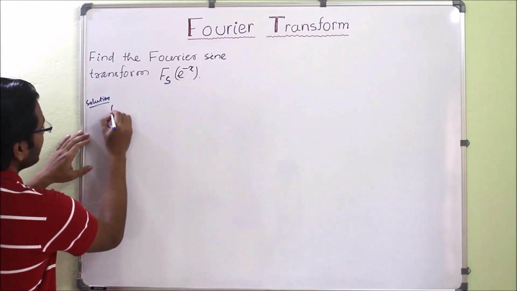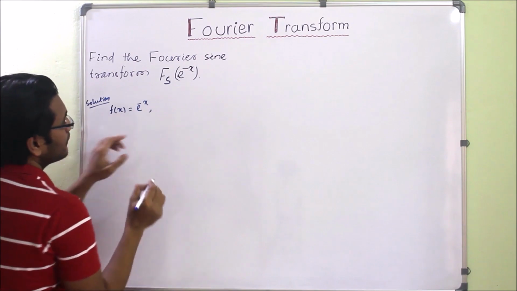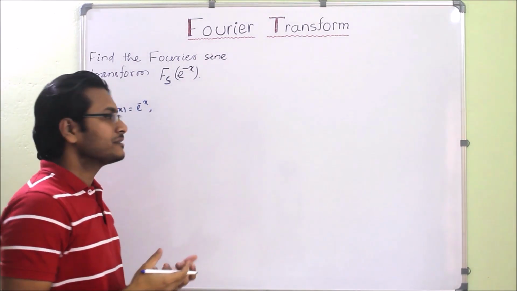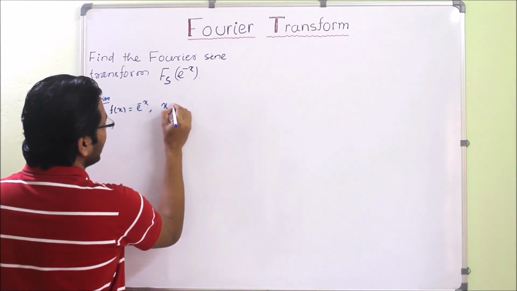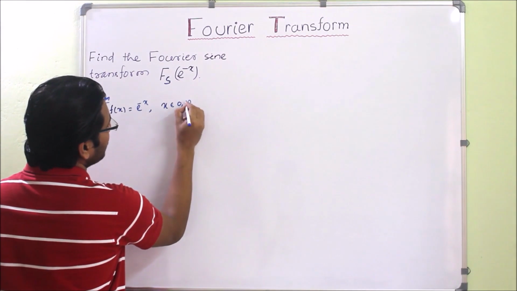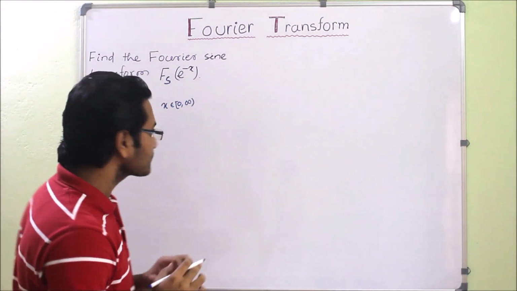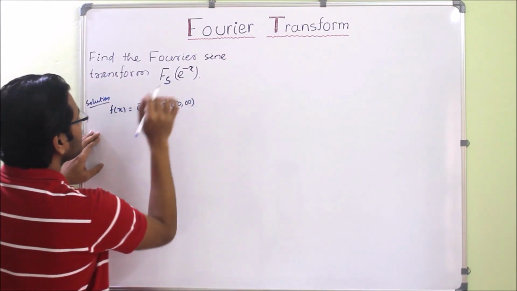So the function is what? F of x will be e to the power minus x, clear? But what is the domain? Because that is very much important to apply the limits. So if domain is not given, then we can write x belongs to 0 to infinity. That means x belongs to positive real line. Okay. Now what to do? We need to solve this problem.